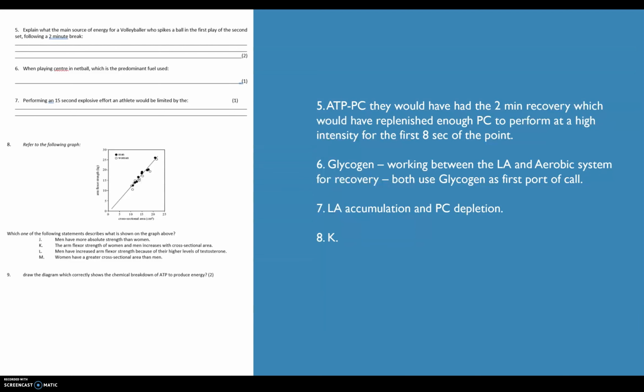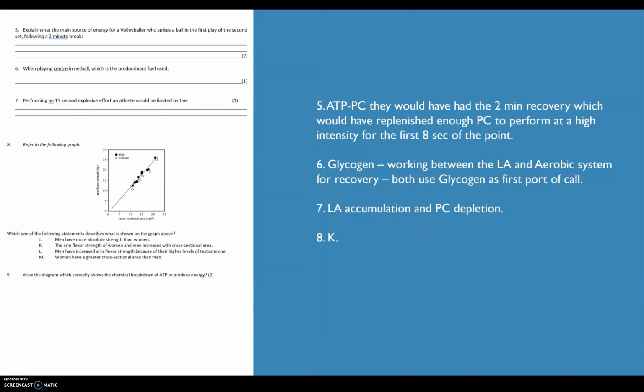Performing a 15-second explosive effort, the athlete would be limited by... Again, I was a bit flexible here, so people could have mentioned lactic acid accumulation, but also PC depletion. So your phosphate creatine depletion would initially be that limit there, and then moving into some sort of lactic acid accumulation, but you wouldn't have had much after 15 seconds.